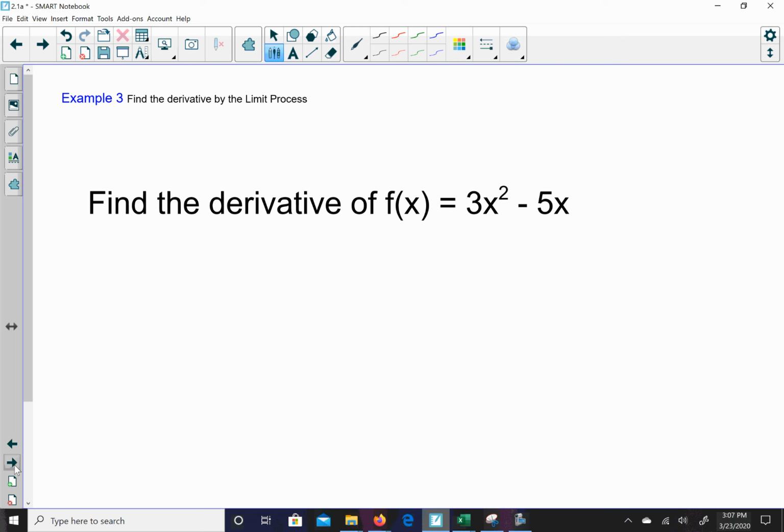So let's do one. Here I have 3x squared minus 5x. Now we've done these before. You didn't really know what you were doing, but you were doing it right. So let's continue to do it right. I'm taking the limit as delta x approaches 0 of f of x plus delta x. And if you don't like that delta x and you want to write h, you can. I'm not going to, but you can.